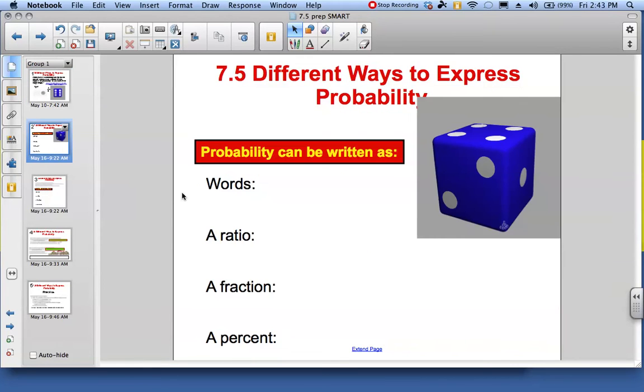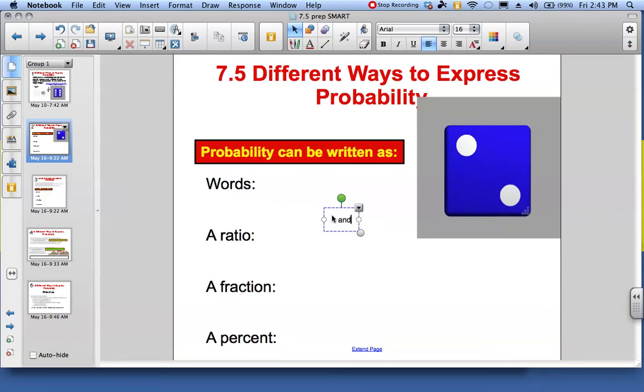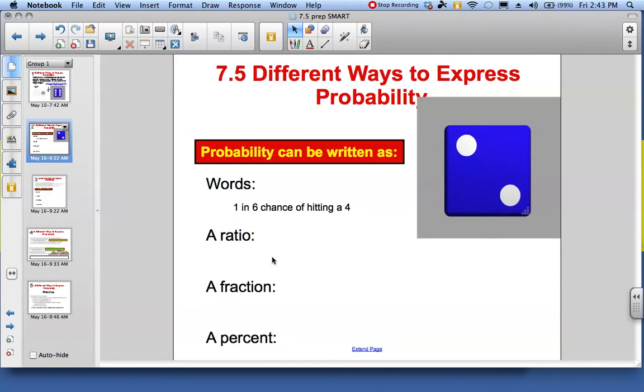So let's take a look at that. Probability can be written four different ways. One of them is simply in words. So what is the probability that I could roll a 4 on this dice? There is a 1 in 6 chance of hitting a 4. That's literally writing that out in words. A 1 in 6 chance of hitting a 4.